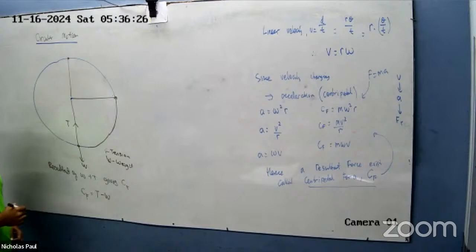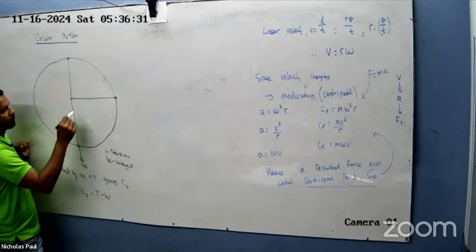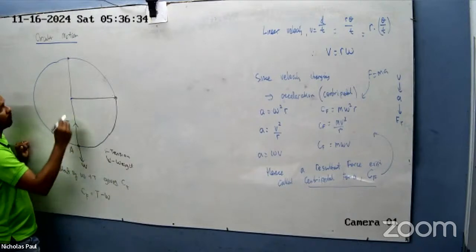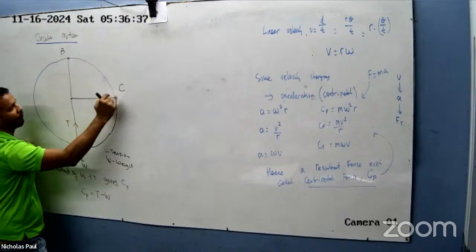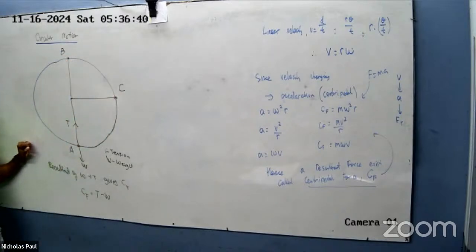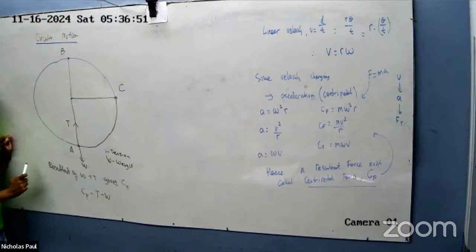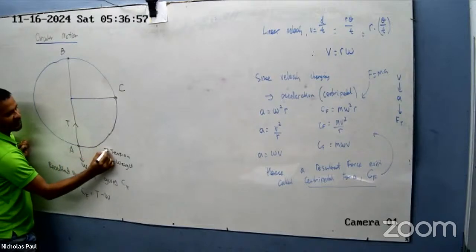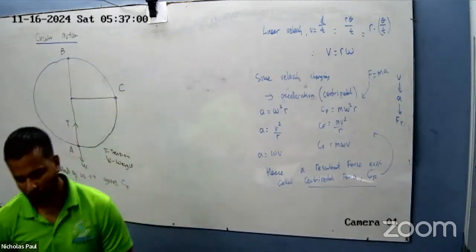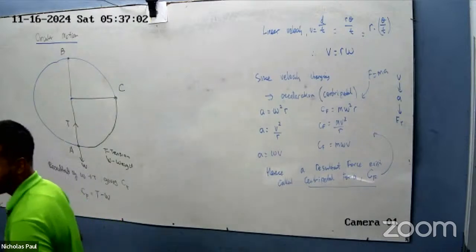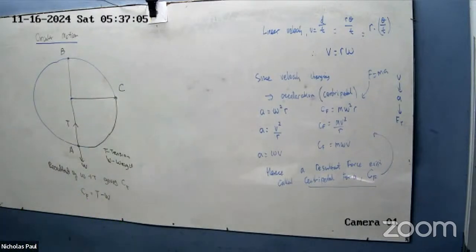Next subheading, just write vertical circle. Let's do more work now. See if we can find centripetal force at A, B, and C. I did A for you already. Find centripetal force at B and C now. And when you're finished, you can find tension as well.